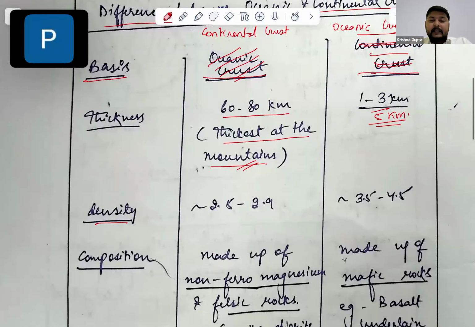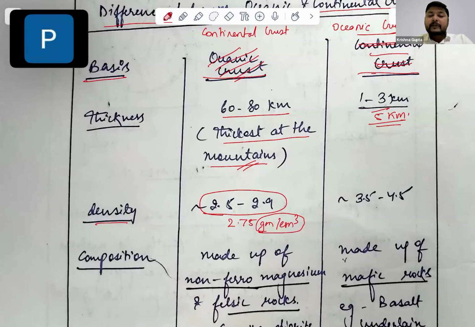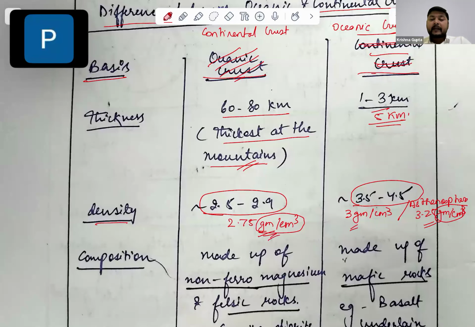Density: it is 2.5 to 2.9, on average almost around 2.75 grams per centimeter cube. This is very important to provide here. The oceanic crust has a density of 3 grams per centimeter cube. Apart from this, if we look at the asthenosphere, it has 3.25 grams per centimeter cube. So this is the density of the asthenosphere, this is of oceanic crust and this is of continental crust.